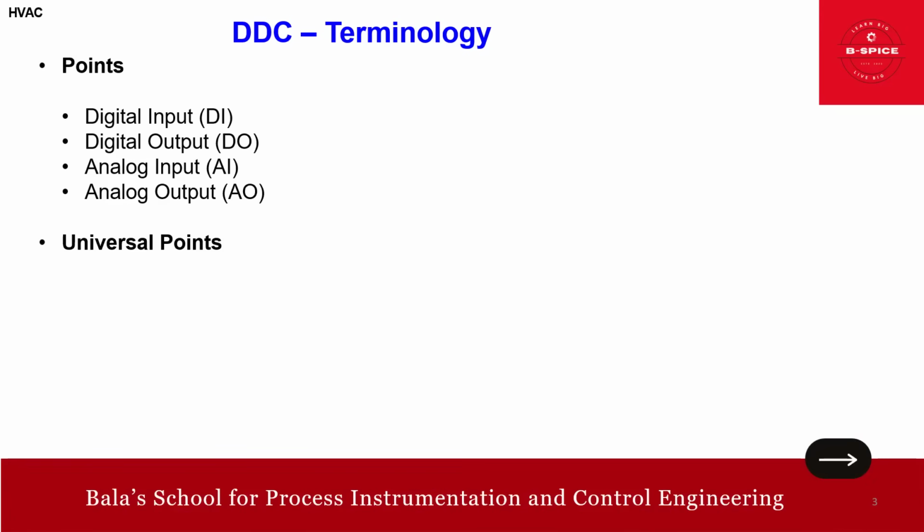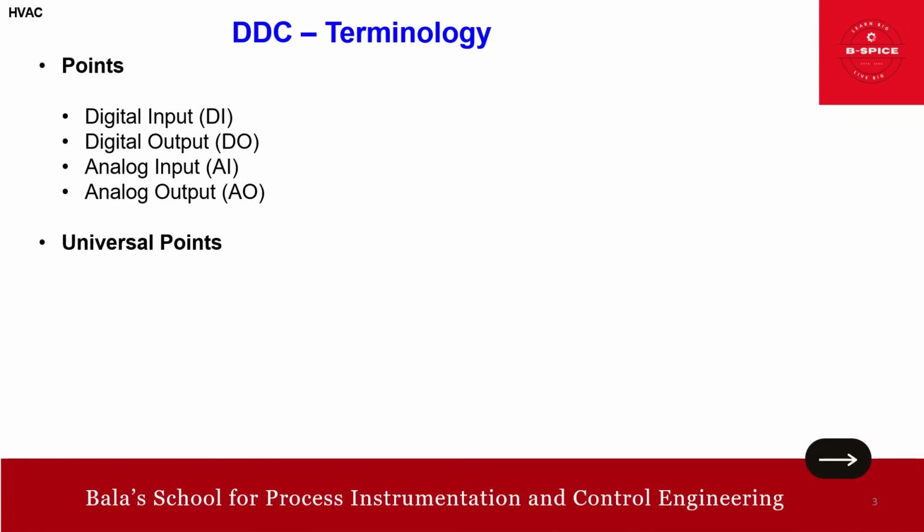For example, fixed point. Fixed point means it is dedicated to a specific type. Analog means only analog, we cannot change it actually. For example, a controller may have 4 AIs. These AIs may not have to be used, but they are AIs only. They cannot be changed to another type.